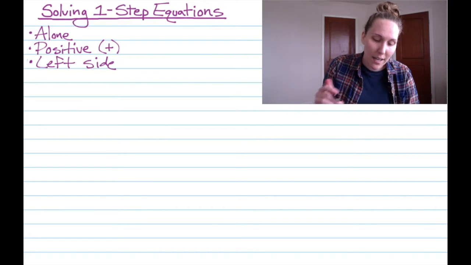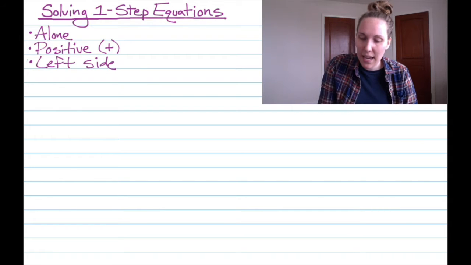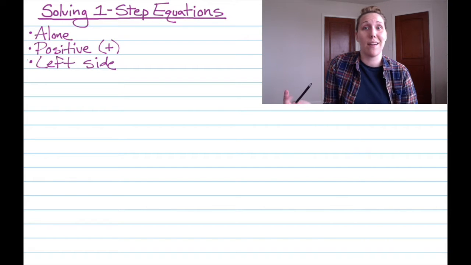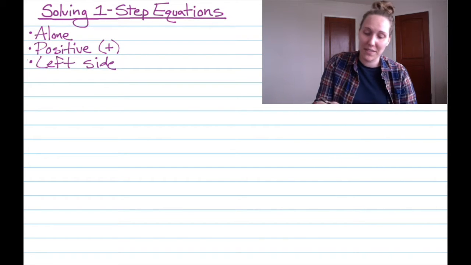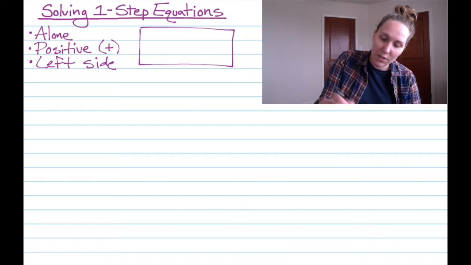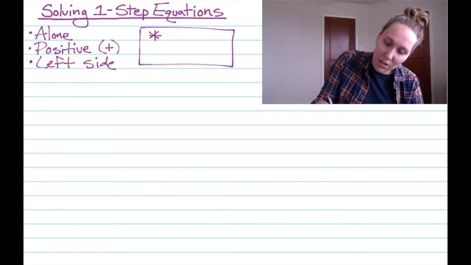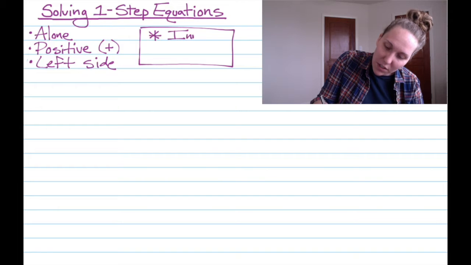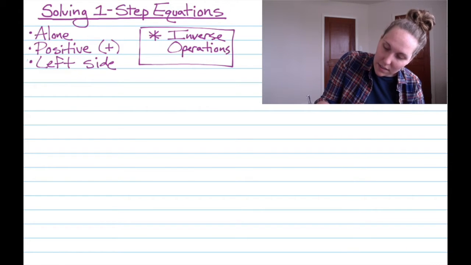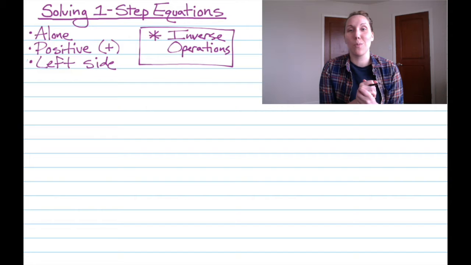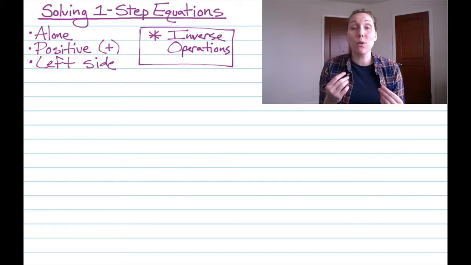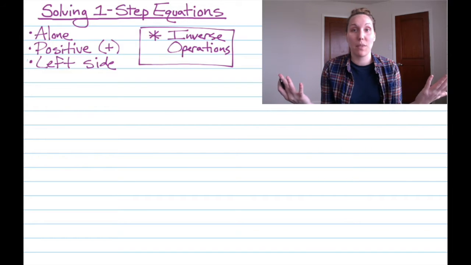So the next thing is that we want to recognize how we are going to get our equation there. How are we going to get it alone, positive, on the left side? There is one answer to that question, and that is through the use of inverse operations. Inverse operations, another thing that we are going to say over and over and over. If you don't know what the word inverse means, it just means opposite. Inverse is just doing the opposite of something.